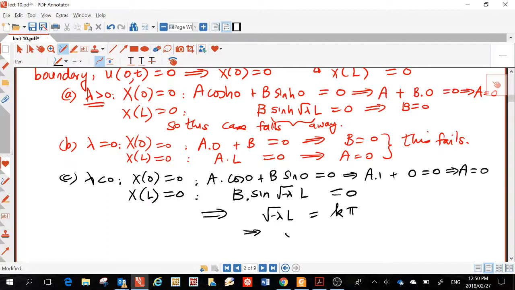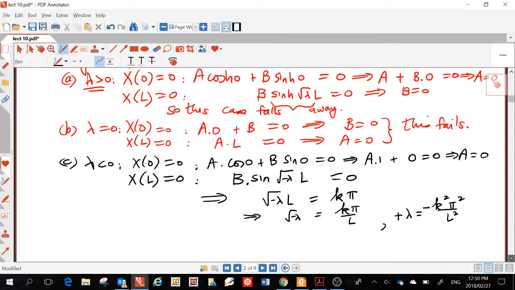Or you can say root minus lambda is k pi over L. Or minus lambda is k squared pi squared over L squared. Or if you want to say lambda, then put the minus on the other side. K pi over L. That should be ringing a bell in your head. You can see where that is going.